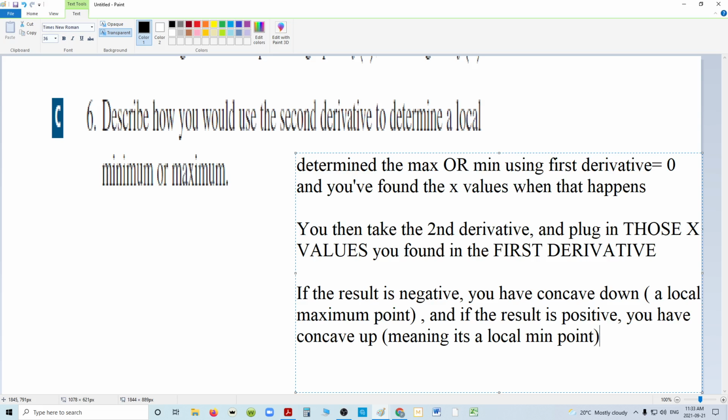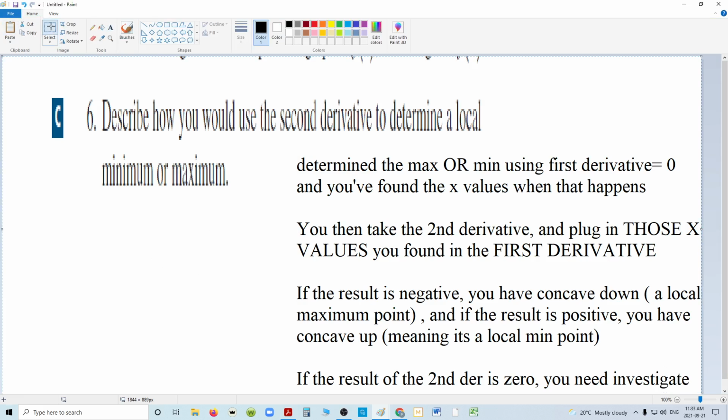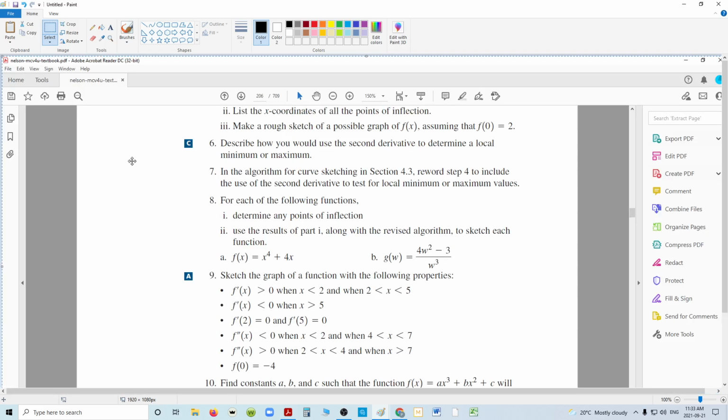You have to figure out from the first derivative first where these x values are when the result is 0, because the slope is 0 at local mins and local maxes. And once you find those x values, you must plug it into the second derivative formula and figure out the result. And by the way, if the result of the second derivative is 0, you need to investigate further, because you're probably dealing with an inflection point, not a local min or max. There you go. You can see it's sort of important to know that.